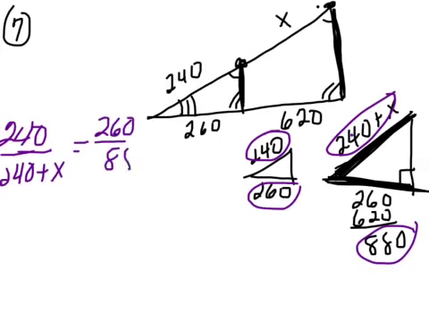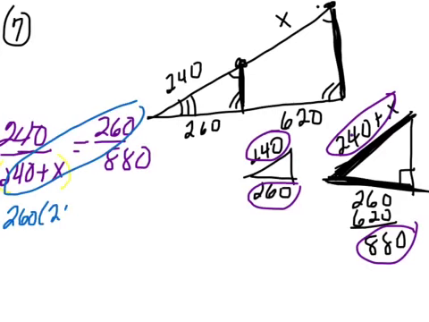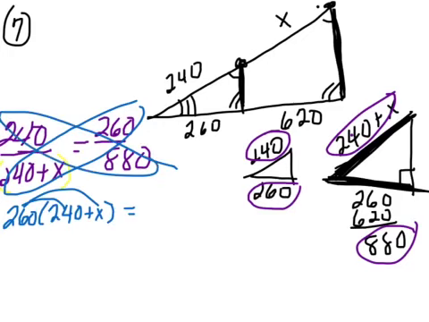Now you're going to have to be careful when you cross multiply here because you're going to need to add parentheses around that term, because if you don't, you're not going to get the right answer. If I cross multiply here, I've got 260 times (240 plus x), so you're going to need to distribute here and here. And that's equal to, the other way, 240 times 880. And then you can finish this up and do the algebra on it.